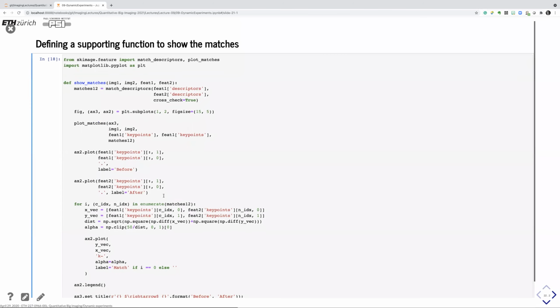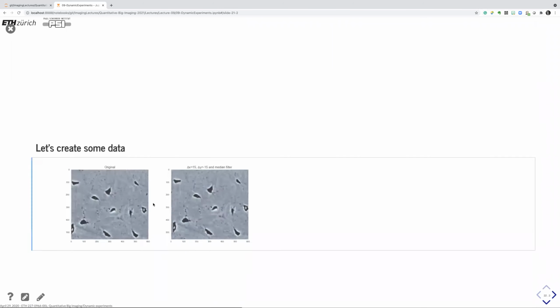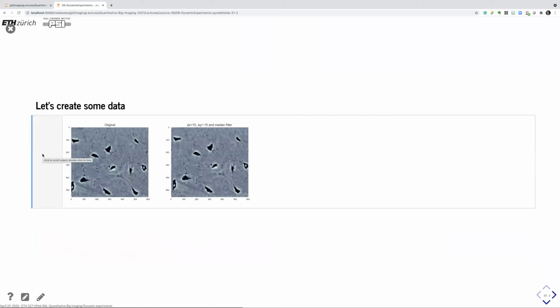So let's go on. This is just a function used to show differences. So let's create some data. We have here the original and one that is moved by +15 in the horizontal direction and -15 in the y direction. On top of that, a median filter was applied, so it's a little bit more blurry. That could be during the process that they can get some motion blur or something. And so we want to match these two images now.